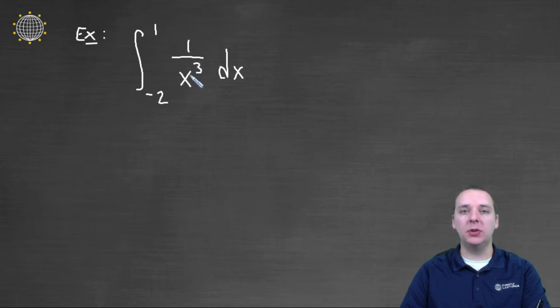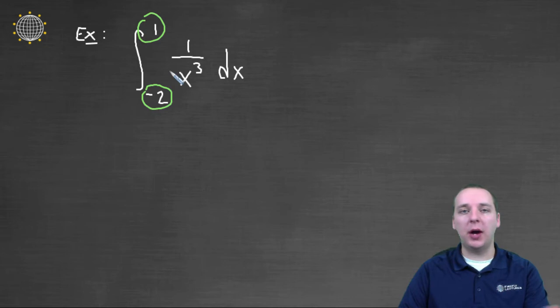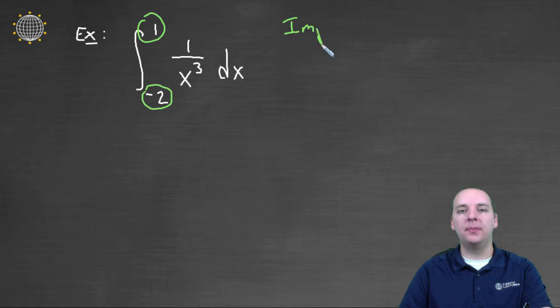has a vertical asymptote at 0. And it's not just the fact that it has a vertical asymptote, it's that the vertical asymptote happens between -2 and 1. If I had been going from 1 to 10, it would have been no problem. I would have integrated like normal. Because the asymptote happens between -2 and 1, then I have an improper integral. Fortunately, I know how to handle these guys.